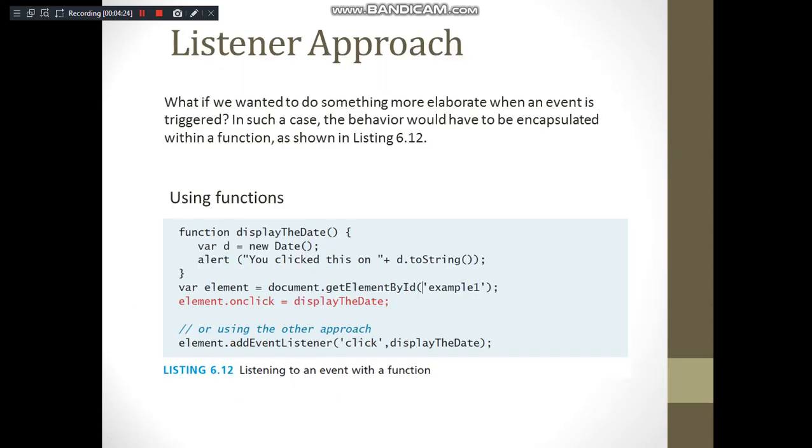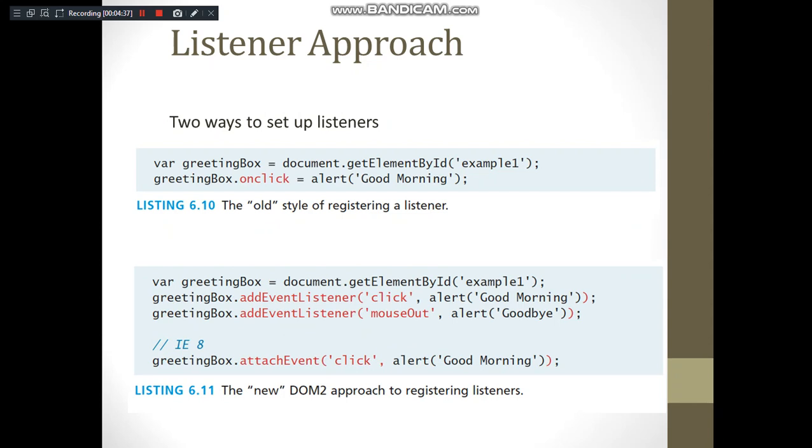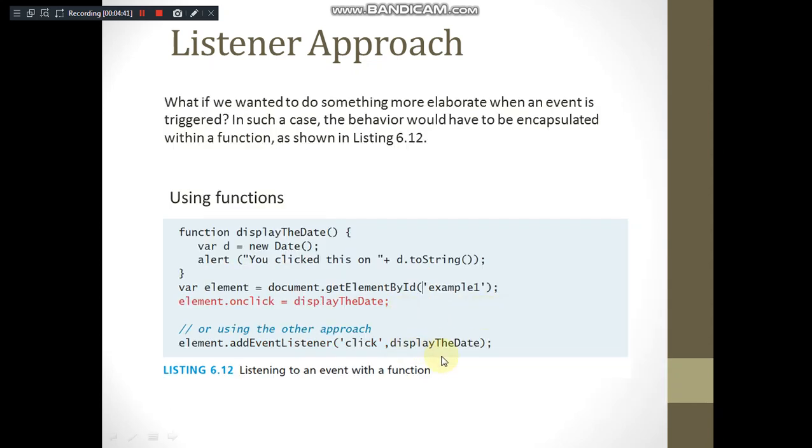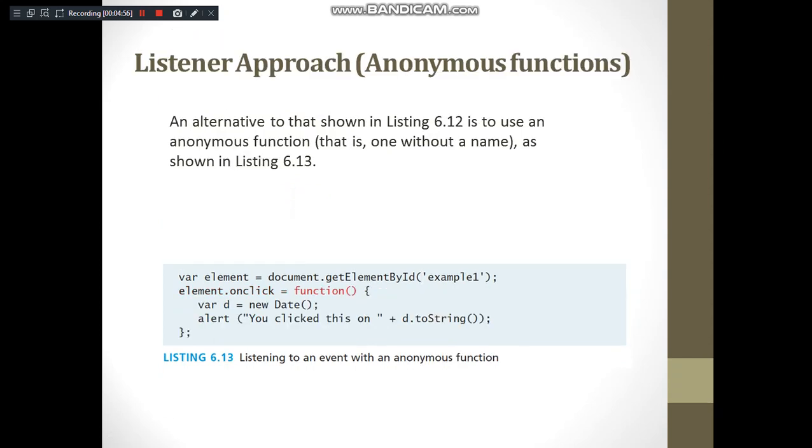Attach event for Internet Explorer 8. So add event listener, the kind of action on which it has to be activated is click. The function to be called is written here. So this is the change. Right here we had a direct JavaScript statement, whereas here you are calling a function where detailed functionality is defined by a user-defined function by the name display the date, which is defined by the user in the JavaScript part. Okay, so this is how you can make use of a listener approach here.